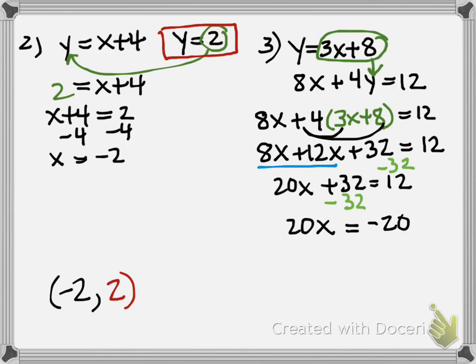Now what? Divide. I need to get rid of the 20, not the x. I'm going to divide both sides by that coefficient, 20. And I get x equals, what's negative 20 divided by 20? Negative 1. So I've got half of my answer. I have the x coordinate.